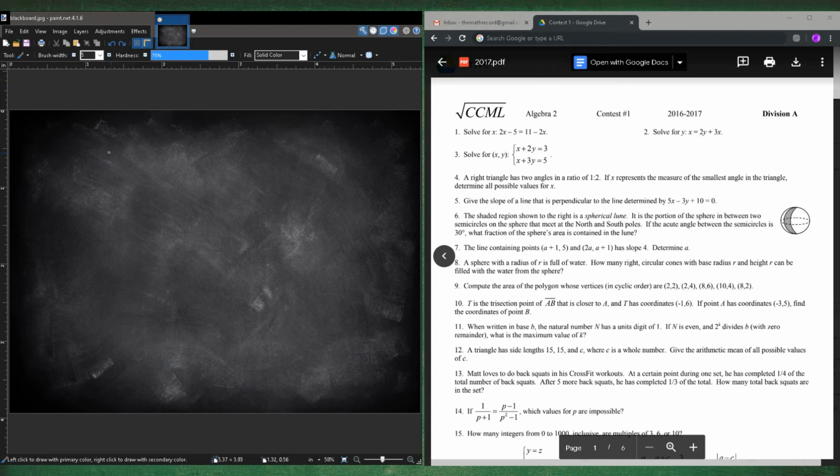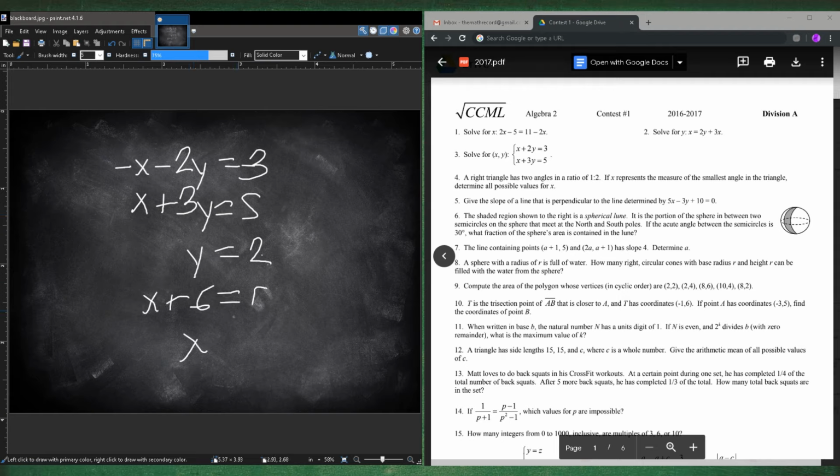Question 3. Solve for coordinates x, y. 2x plus 2y is equal to 3, and x plus 3y is equal to 5. So multiply the first equation by -1, add it to the second equation, x plus 3y is equal to 5, and then add together. So y is equal to, sorry, that's -3, is equal to 2. So plug in 2 here, so x plus 6 is equal to 5. So x is equal to -1. So the answer is just -1, 2.